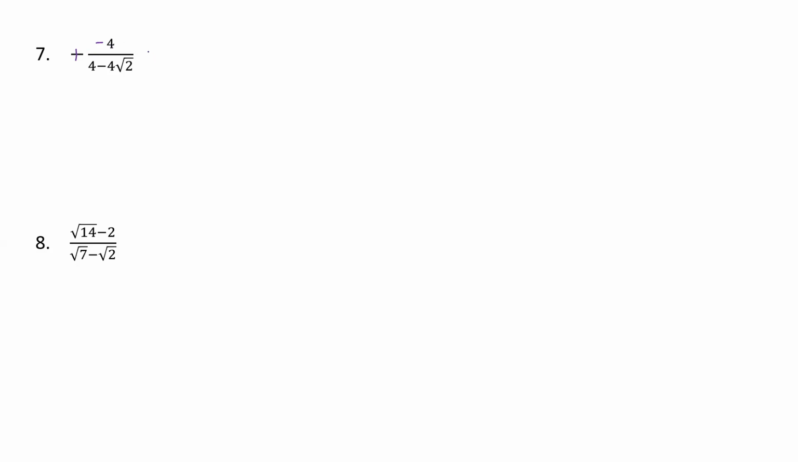And so here we're going to multiply by the conjugate again because we have that kind of a problem. And this time we're going to multiply by 4 plus 4 square root of 2 over 4 plus 4 square root of 2. Okay. And so when we do that, we're going to have a negative 4 times that and a negative 4 times that. And so it's going to be negative 16 minus 16 square root of 2.